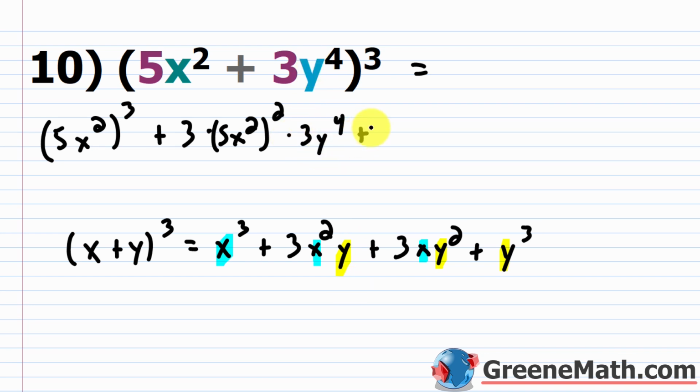So then plus, now I have my 3 again, and it's just x now, so whatever's in the first position, so times 5x squared, and then times, I have this y squared. So whatever is here, I want to square it. So 3y to the 4th power will be squared. Lastly, plus, you have this y cubed, so whatever's in the second position, just cube it. So that's going to be 3y to the 4th power being cubed.